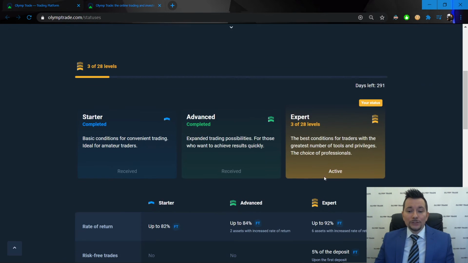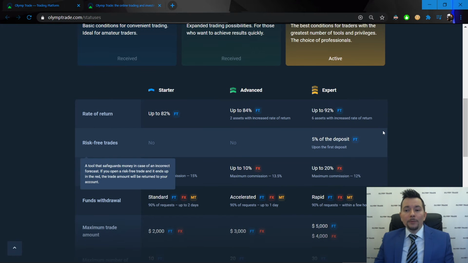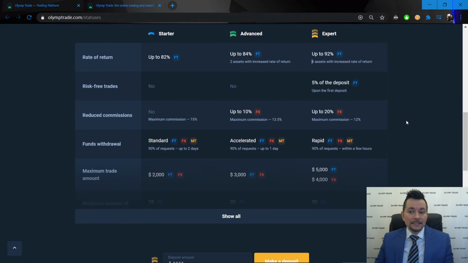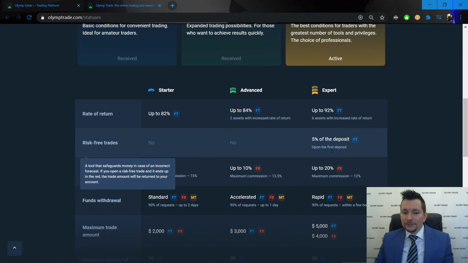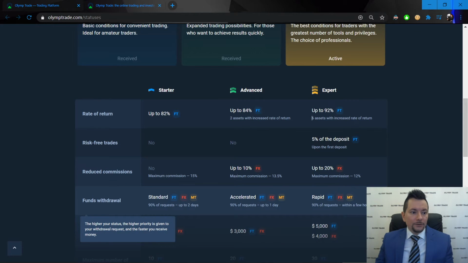So basically the way status works, here we have a comparison chart of the different benefits. And probably the most important benefit to myself is that my FTT trades give me a fantastic rate of return, up to 92%. Also, you get free risk-free trades, which again is basically the company handing you some money. And also you have reduced commissions. Guys, I can't explain how important this is. The commissions that you pay overnight and entering into position are substantially lower, which again makes for better, more profitable trading for you guys.